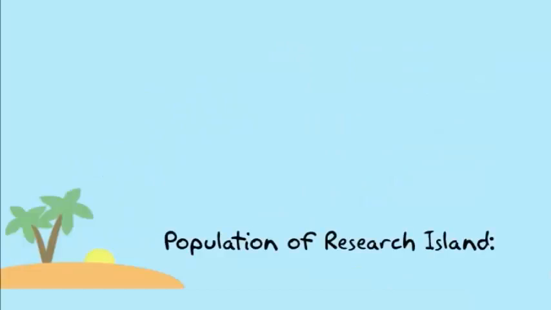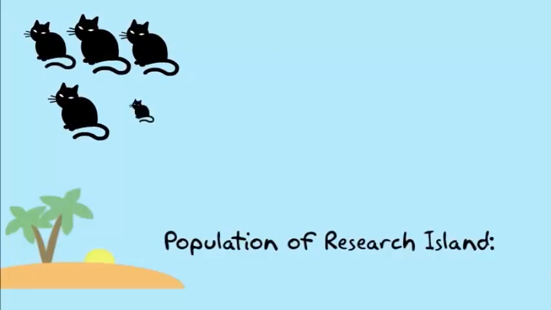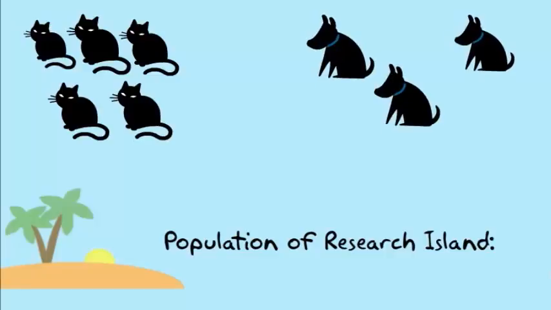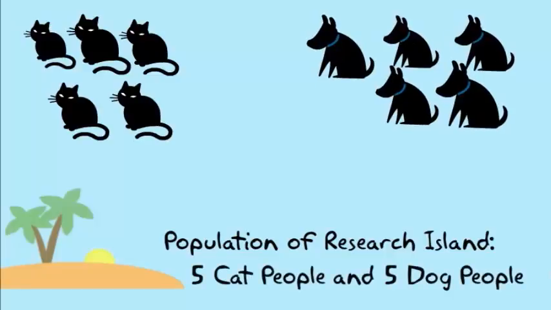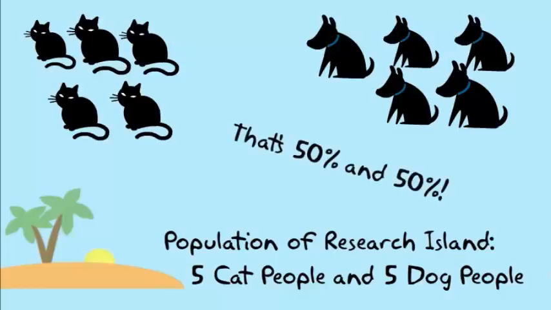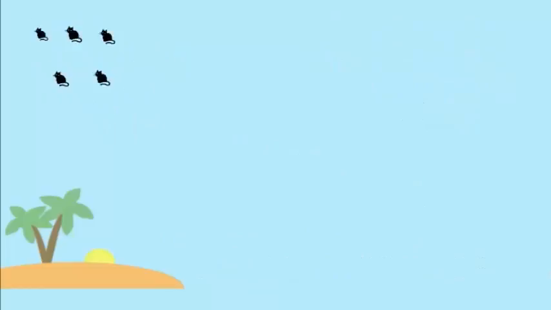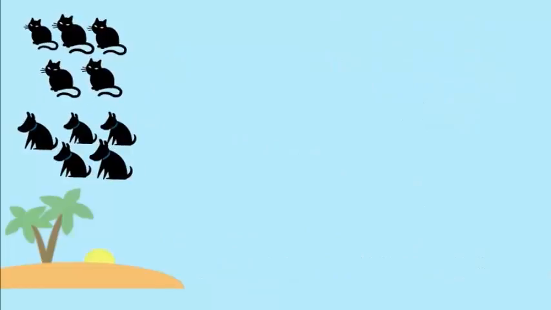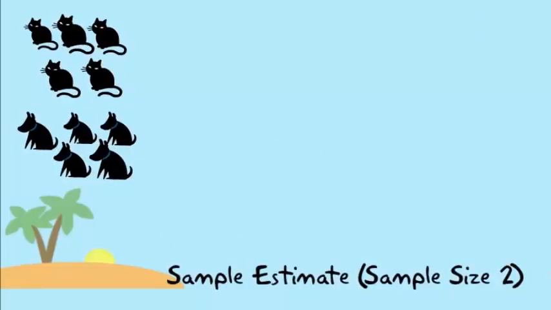Let's also imagine that on Research Island there are just 10 people. 5 of them are cat people, 5 are dog people, which means that 50% of the population consists of cat people, 50% of dog people. Now, for that population, let's take samples of 2.